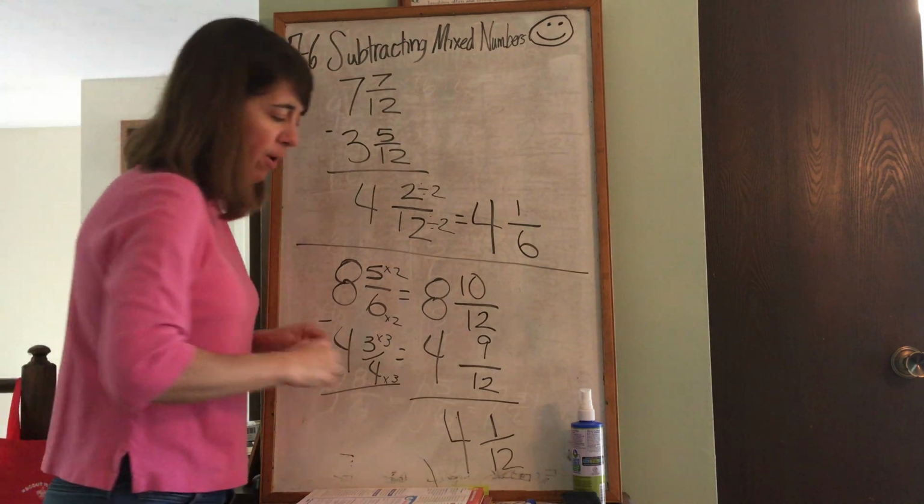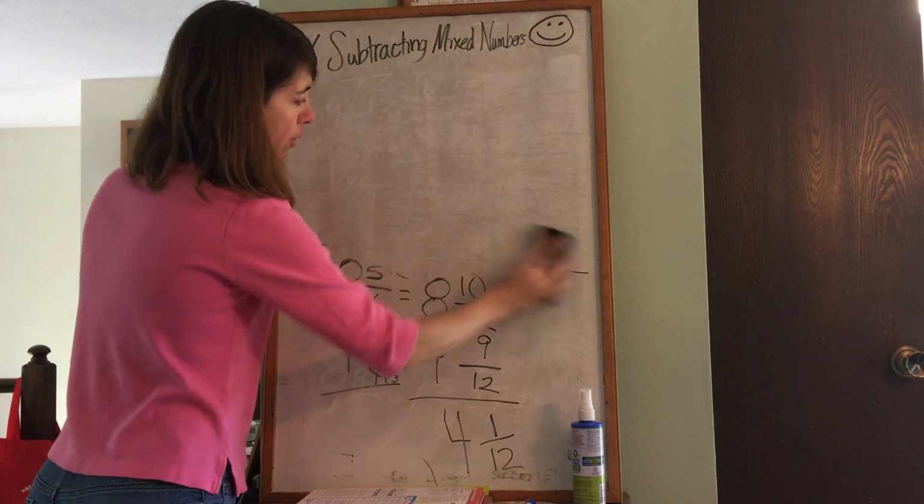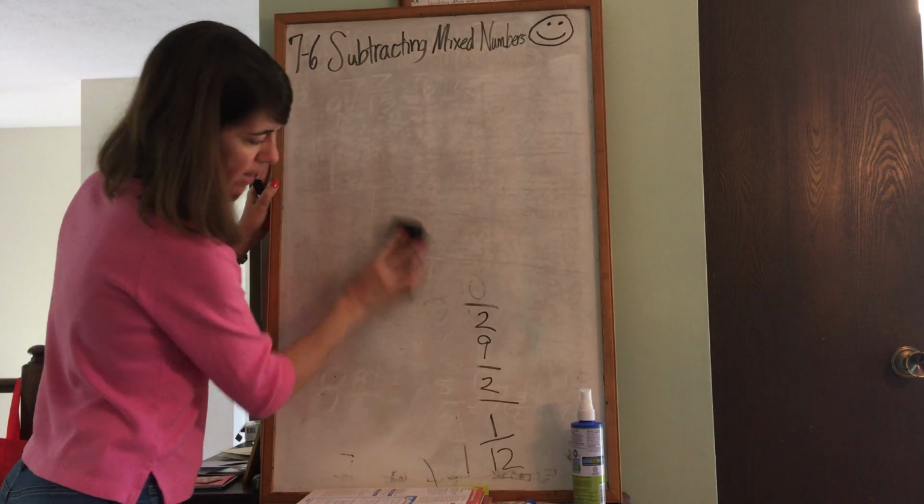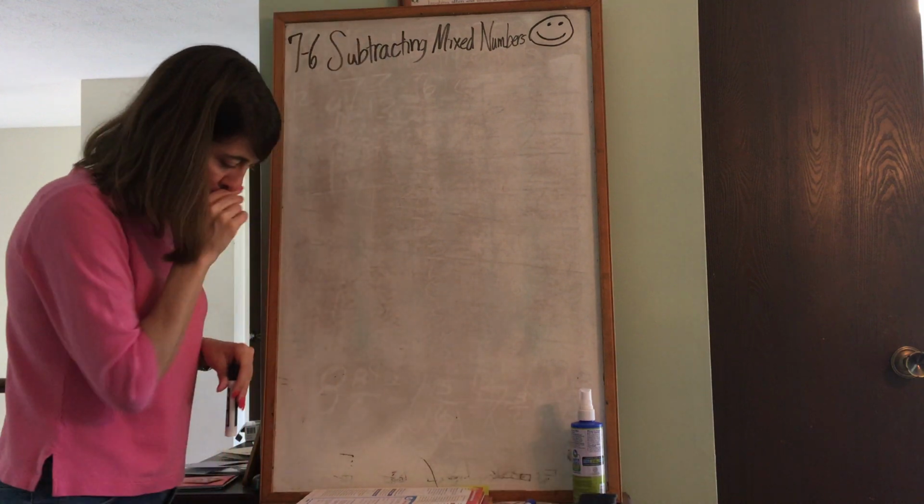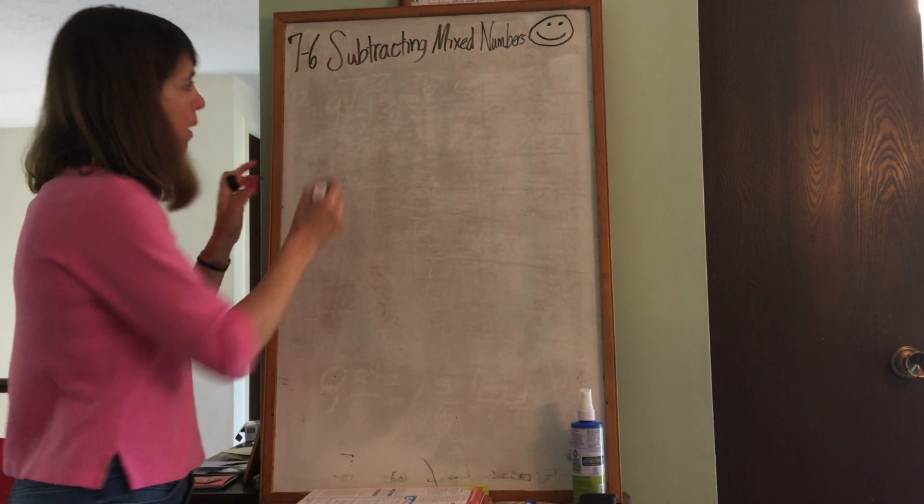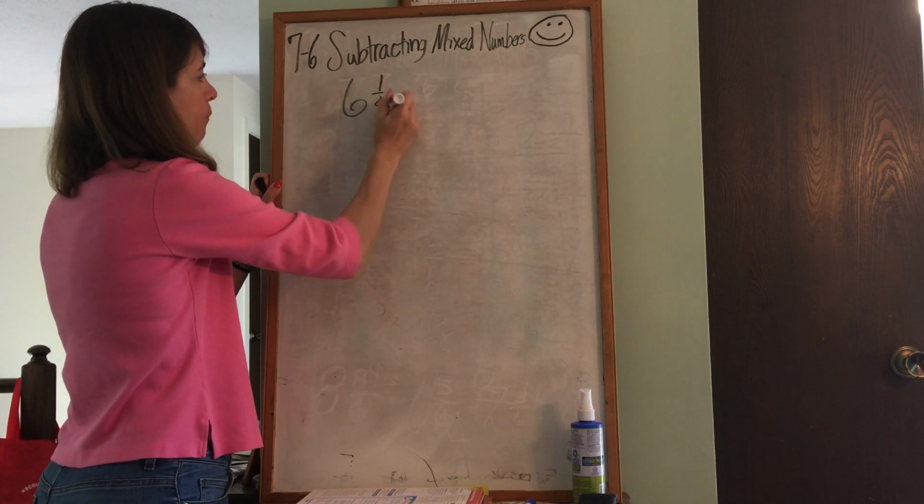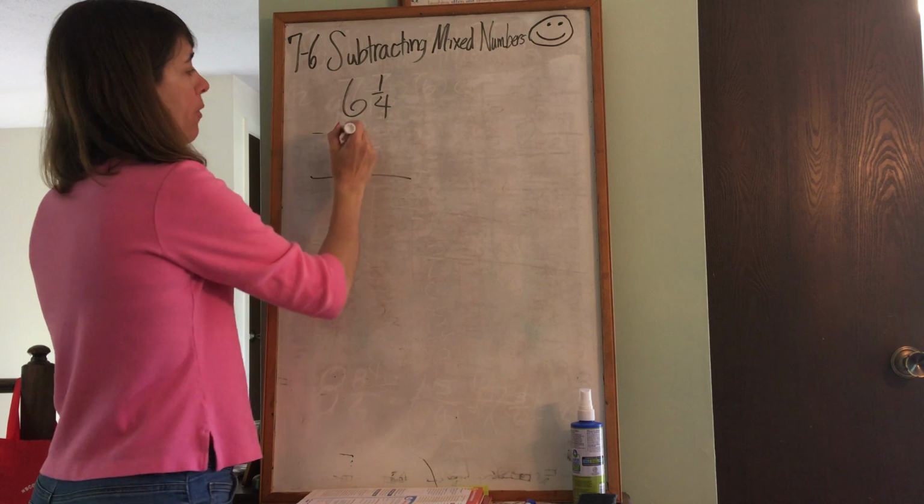All right, let me do some erasing very quickly, and then we'll get to the third orange arrow, which presents another type of subtraction problem that's really important for us to take a look at. So it shows you for the third orange arrow 6 and 1/4 minus 4 and 3/4.